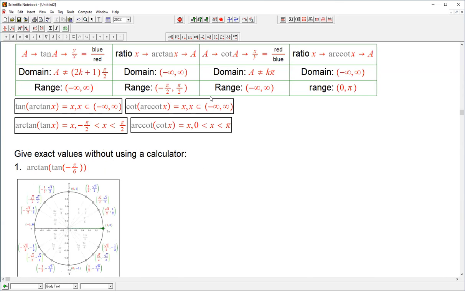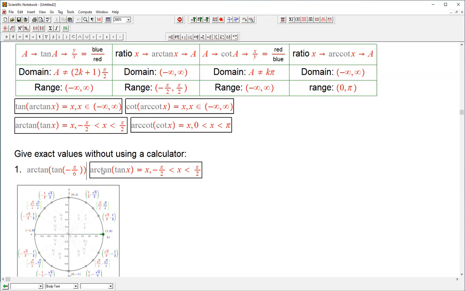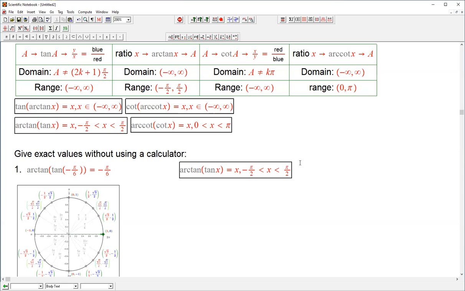You gather this information, and you see which one would be applicable. Tangent of arctan of negative pi over 6, and then you realize which property applies. Well, this property applies because negative pi over 6 satisfies the condition for that statement to be true. Negative pi over 6 is in that interval. Therefore, the solution will be just negative pi over 6.